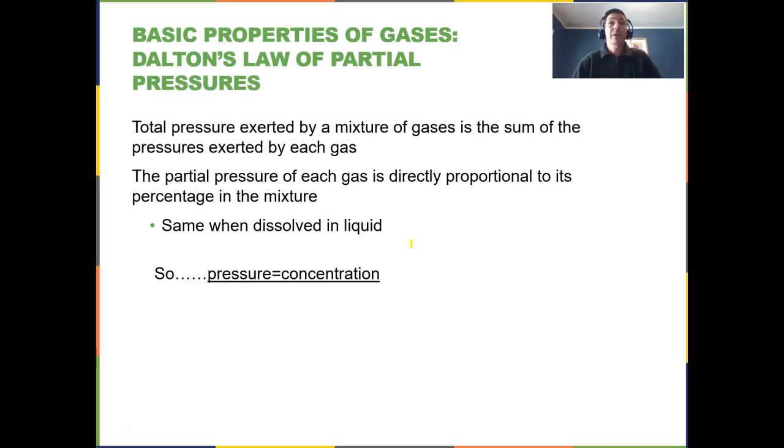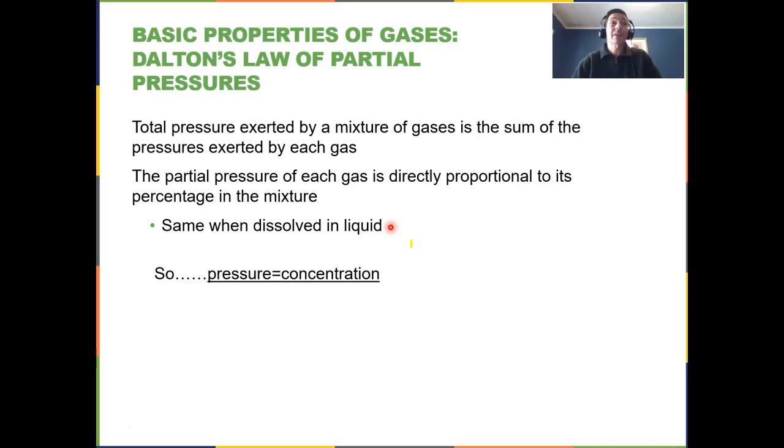So we're picking up in the respiratory system, and we are talking about Dalton's Law of Partial Pressure. I don't care that you know Dalton's name, and I don't care that you can explain the law. What it says is that the total pressure exerted by a mixture of gases is the sum of the pressures exerted by each gas, and that the partial pressure of each gas is directly proportional to its percentage in the mixture. This also applies to when it's dissolved in a liquid like your bloodstream.